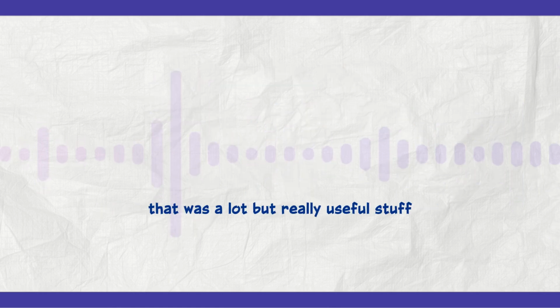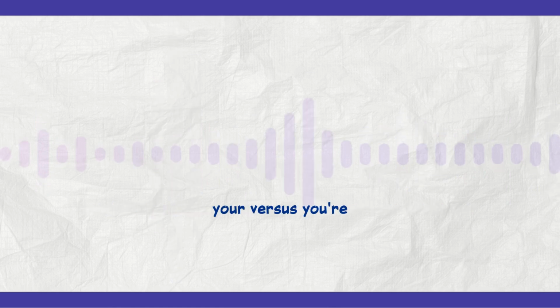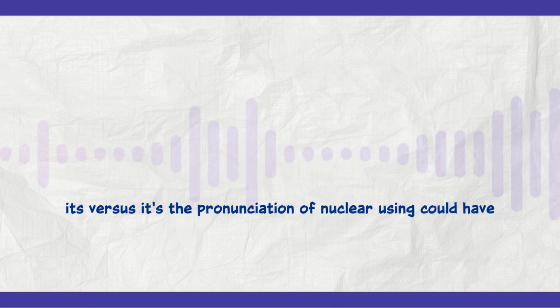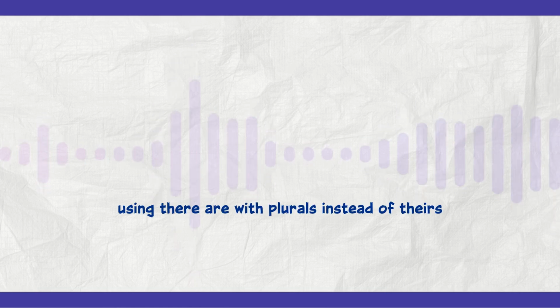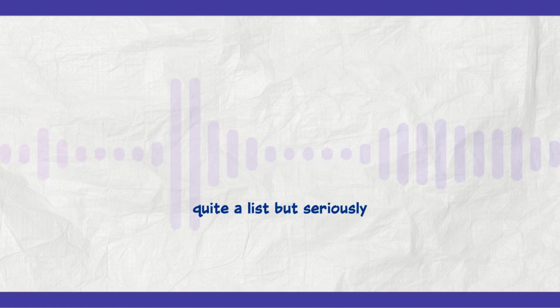Okay, wow, that was a lot, but really useful stuff. So just to recap quickly, we covered less versus fewer, your versus you're, their, there, they're, its versus it's, the pronunciation of nuclear, using could have, not could of, effect versus affect, using there are with plurals instead of theirs, making sure your pronouns are clear, and keeping lists parallel. Whew, yeah, quite a list.